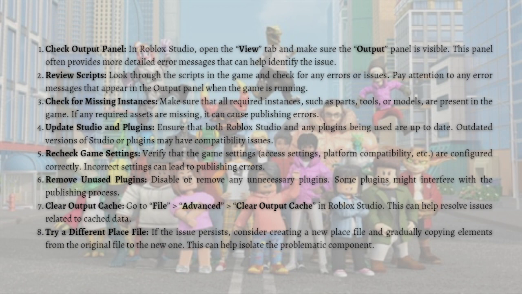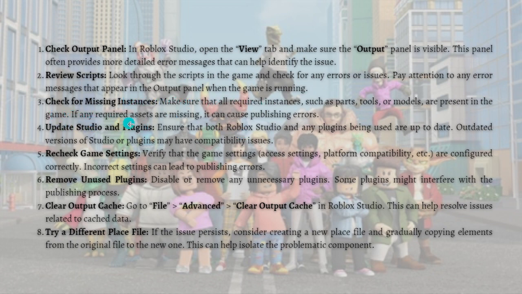What you can do is check the output panel. In Roblox Studio, just open the View tab and make sure that the output panel is visible. This panel provides more detailed error messages that can help identify the issue. And next is to review scripts. Look through the scripts in the game and check for any errors or issues. Just pay attention to any error messages that appear in the output panel when the game is running.